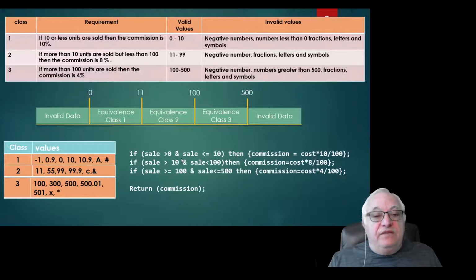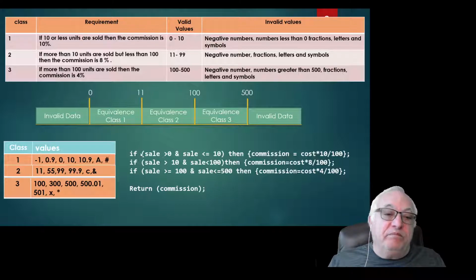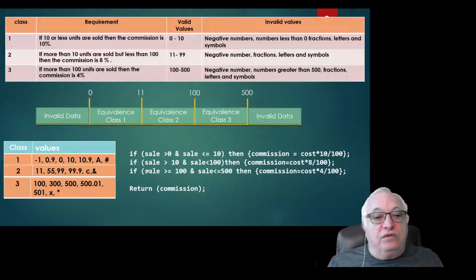Now, if this program would have been programmed like this, this is kind of a pseudo C code. So if it had been programmed like this, like if sales greater or equal than 0, less or equal than 10, greater than 10, less than 100, greater or equal to 100, less than 500, then we do the calculation for the commission. Then these numbers would be pretty good numbers. These ones here.